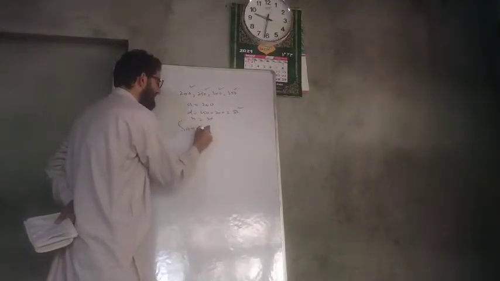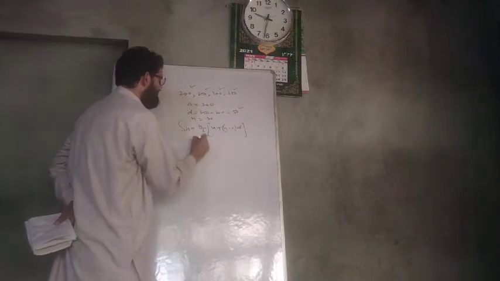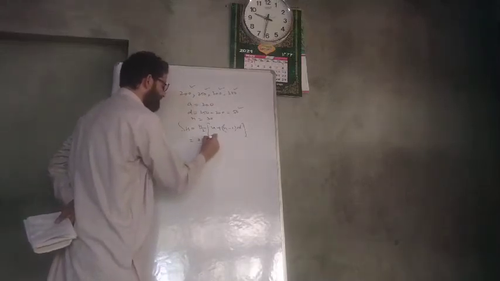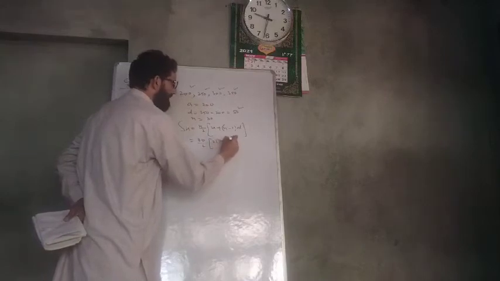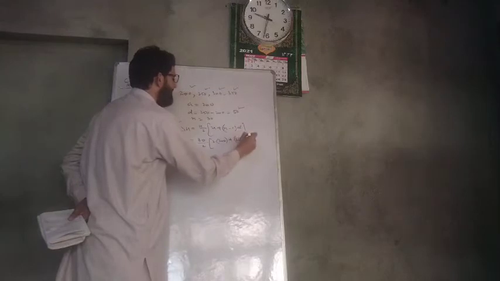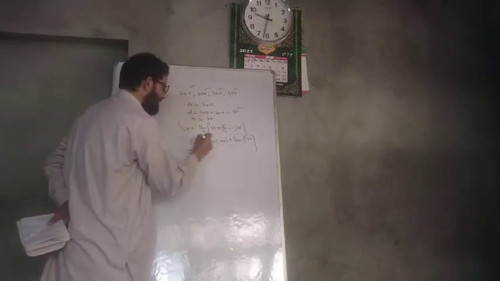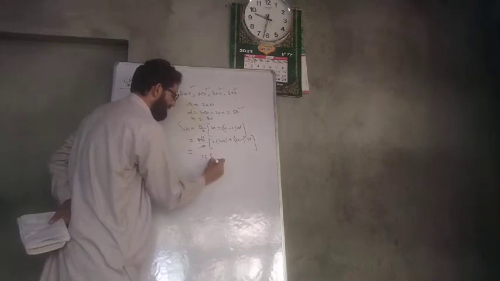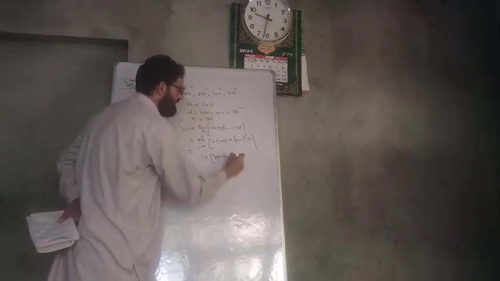So Sn, you know, Sn is equal to n by 2 into 2A plus n minus 1 into D. Sn is 30 divided by 2 into 2A. 2A is 200 plus n is 30 minus 1 into D. What is that? D is 50. So 15 into 2 into 200 is 400 plus this is 29 into 50.